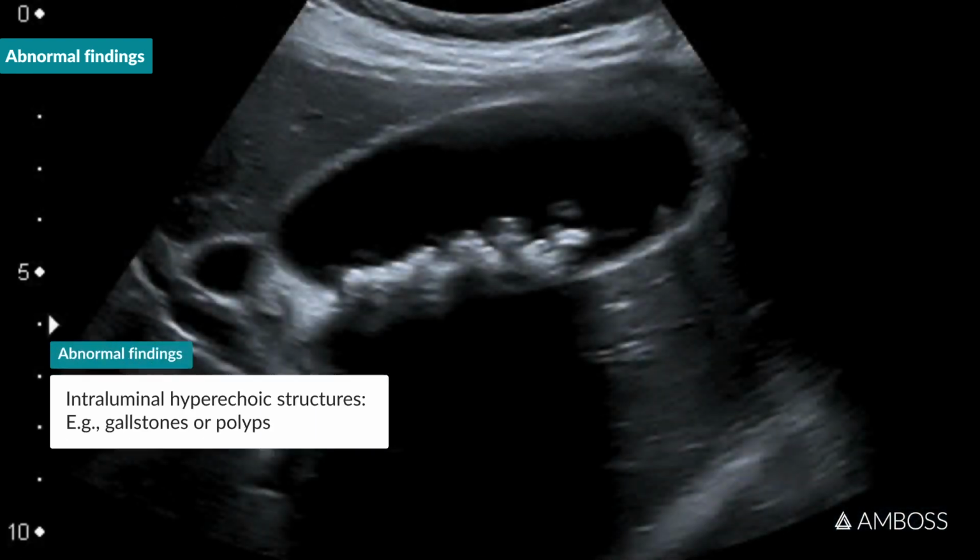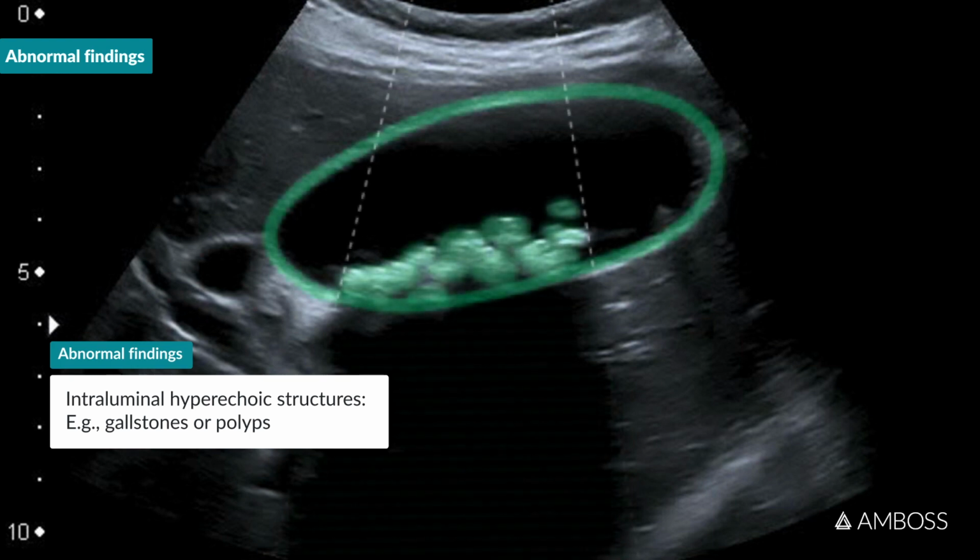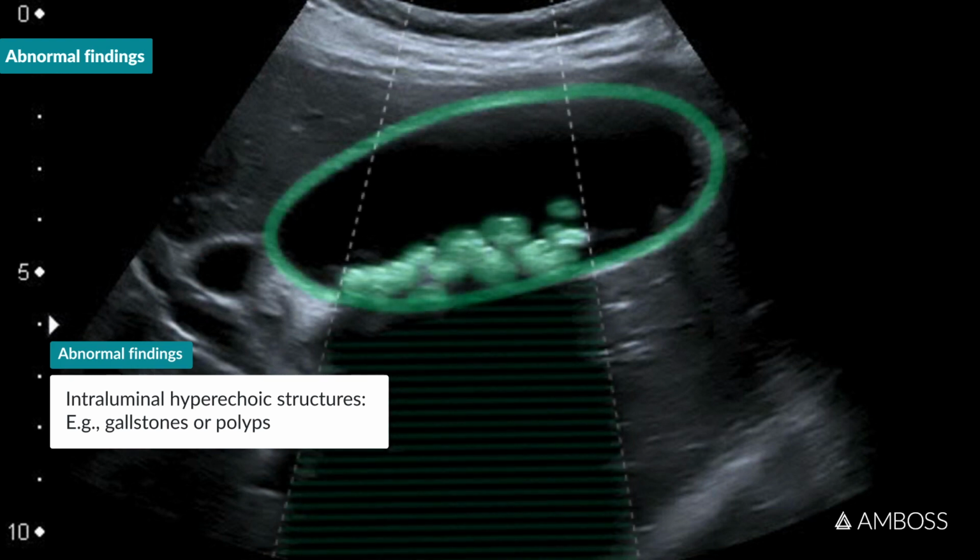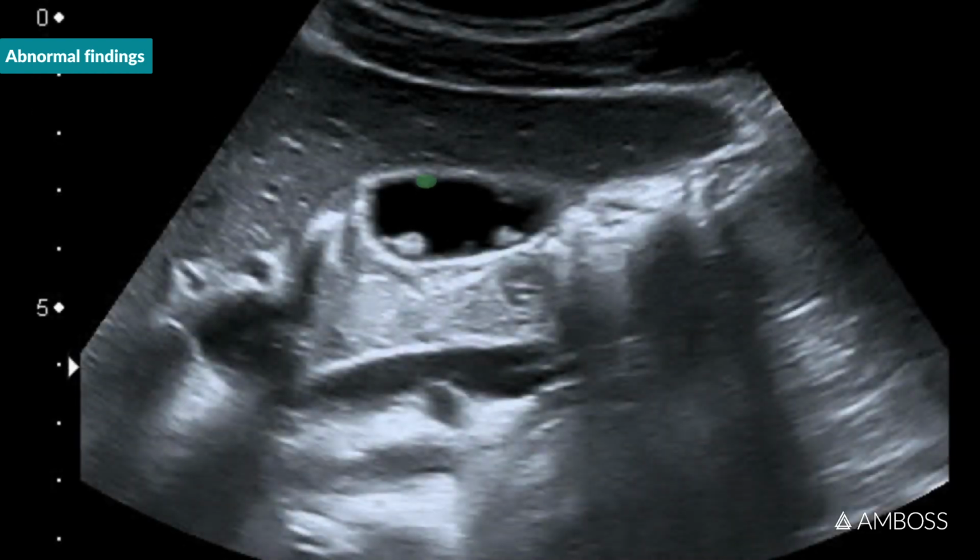Hyperechoic structures within the lumen may represent gallstones or pathologies of the gallbladder wall, such as polyps. Gallstones typically result in acoustic shadowing and may move around within the gallbladder if the patient changes position. Polyps are outgrowths of the wall and therefore not mobile. They also do not usually have an acoustic shadow.